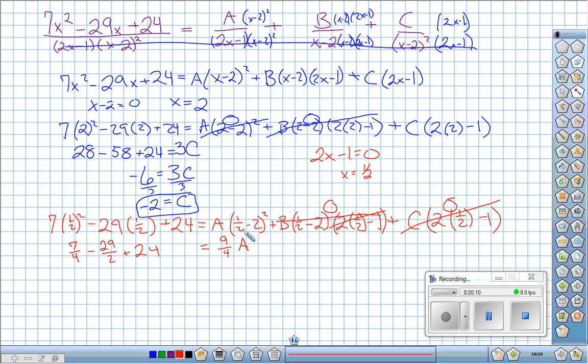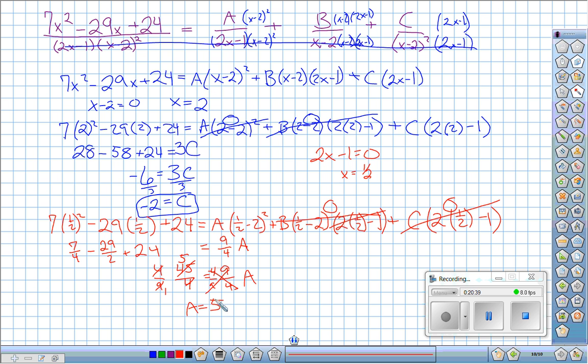When I add those together, I get 45 over 4 equals 9 over 4a. I multiply by the reciprocal, so I'm multiplying both sides by 4 over 9. For the 45, I'm going to cross simplify here. 9 goes into 9 once, 9 goes into 45 5 times, and a is going to equal 5.